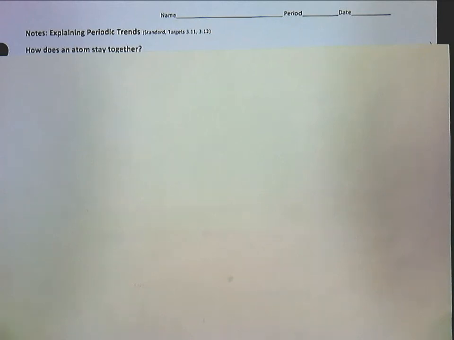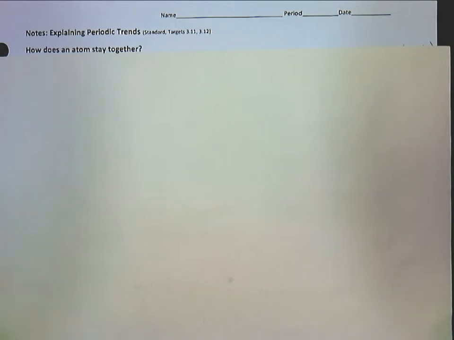Hey everybody, here's a lesson on explaining periodic trends. You've explored a little bit about each of the trends and what the patterns are going across the period and down the group on the periodic table. Now we're going to talk about how the atom stays together and how the attractive forces between the nucleus and the electrons can explain some of these periodic trends or patterns that we see on the periodic table.